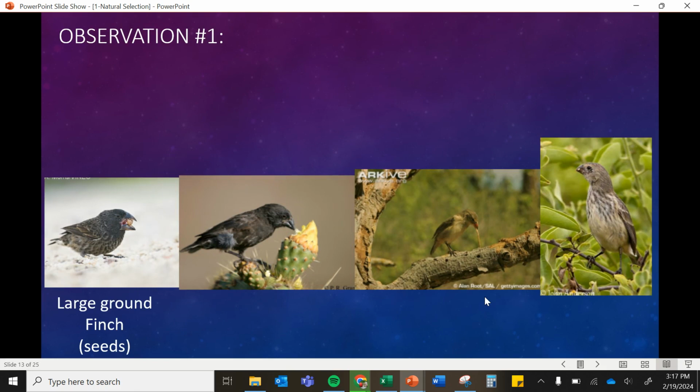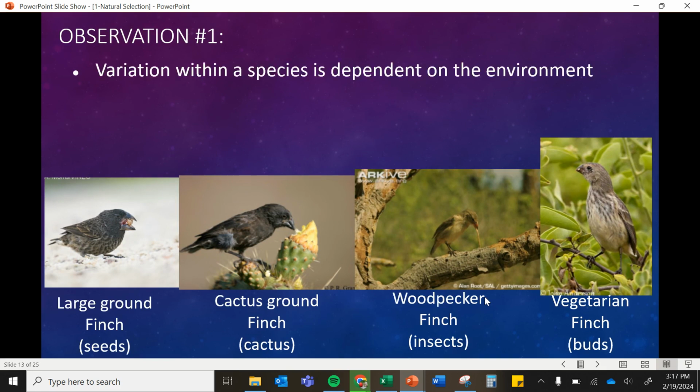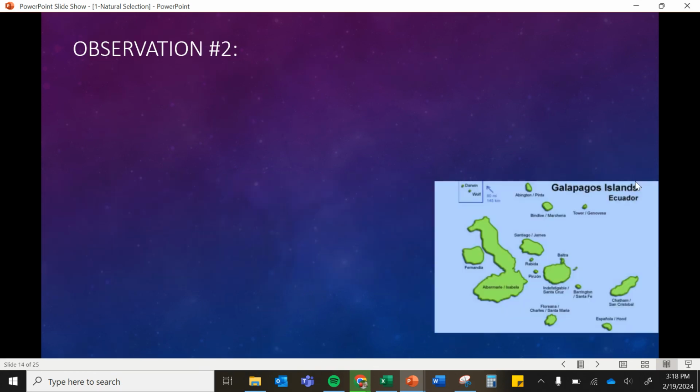His first observation, as you can see here, we have different organisms. And you might notice that the thing that's different about them is that there's variation within a species, and it was dependent on the environment. So these different finches have different characteristics, but it also depends on the environment that they are in. So that variation is also known as diversity. And these traits that they had are called adaptations to help them survive and reproduce.